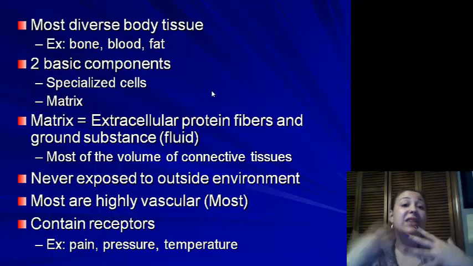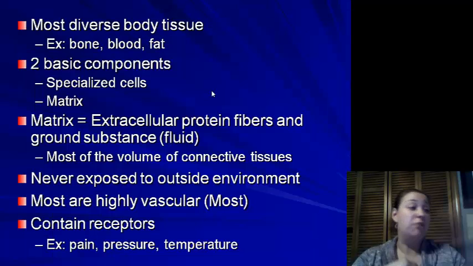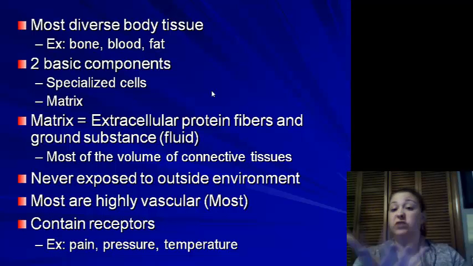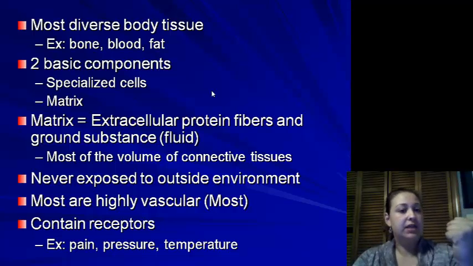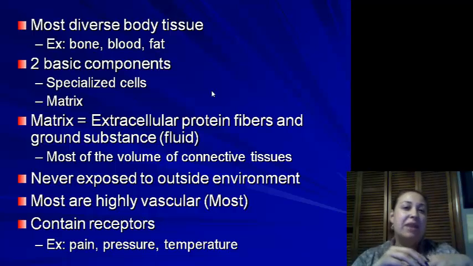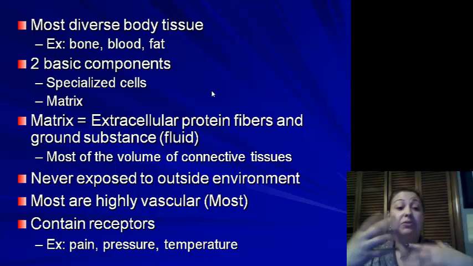Now it is the most diverse type of tissue because it can go from bone, which is really hard, to blood, which is fluid, to fat, which is squishy. So it's most diverse. It has two basic components. It has a living cell of some sort, and then a matrix around it. Now that matrix is made up of extracellular protein fibers and a ground state fluid.